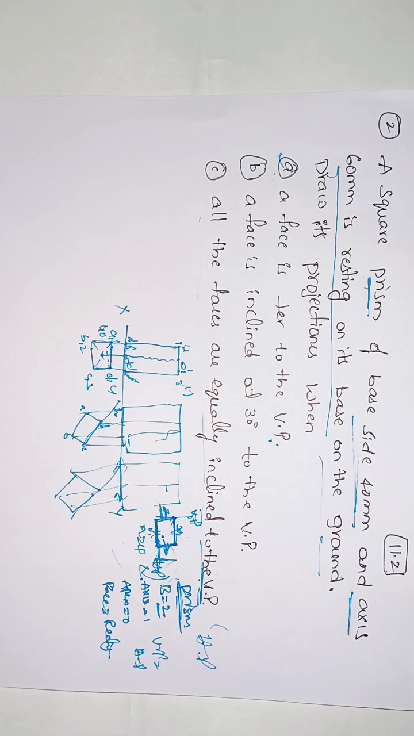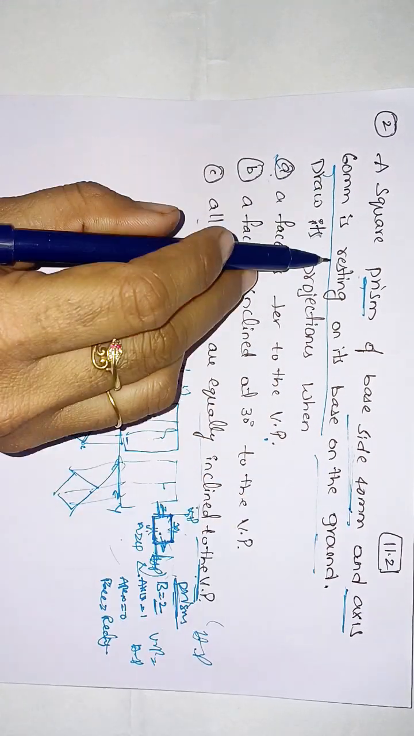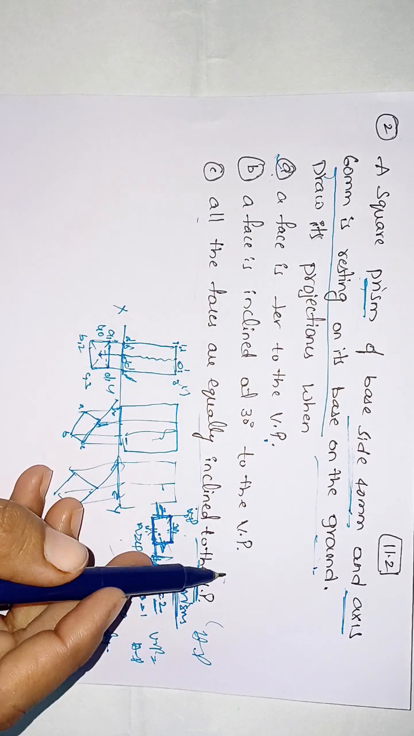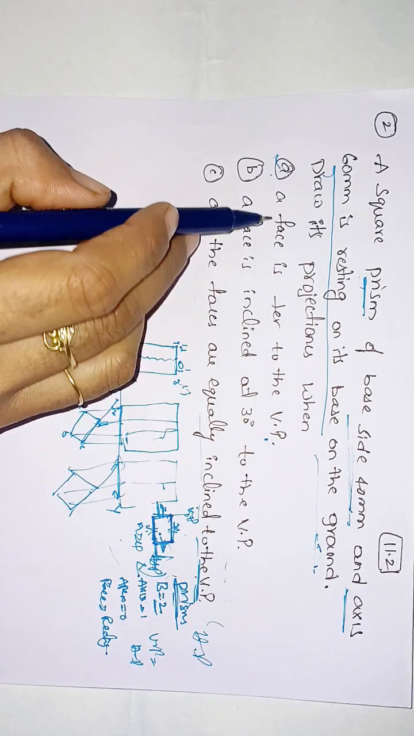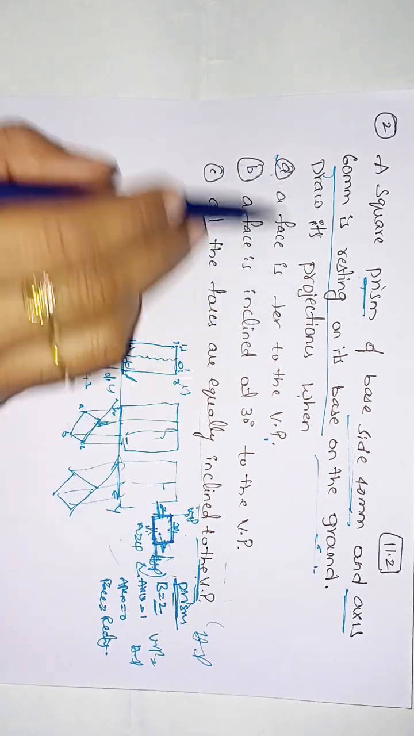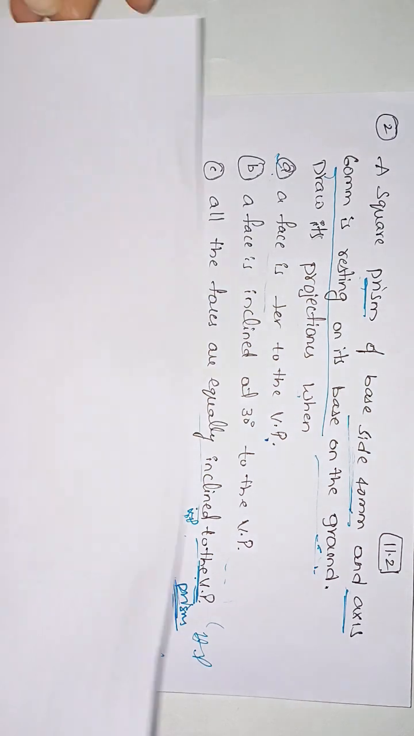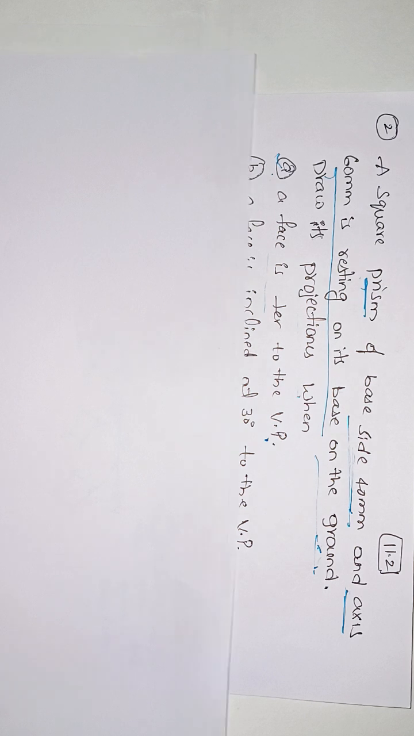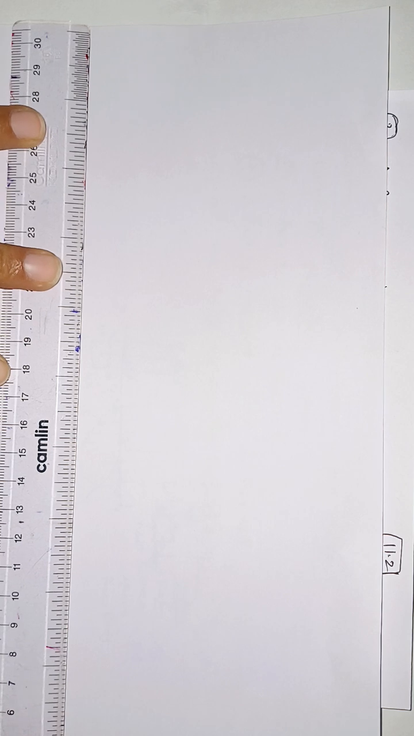So first, a square prism of base side 40 mm and axis 60 mm is resting on its base on the ground. Ground means definitely HP, and HP means definitely it is clockwise direction. Then draw its projections. So select a face that is perpendicular to the VP. Perpendicular to VP means that it is parallel to HP. So first draw a reference line. Take the scale and draw a reference line.